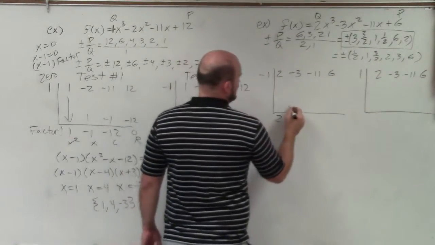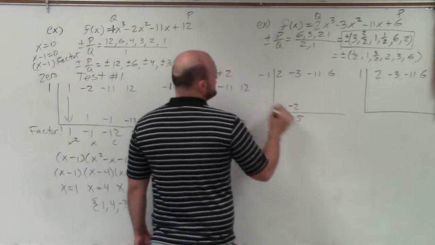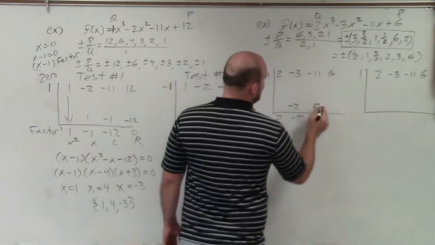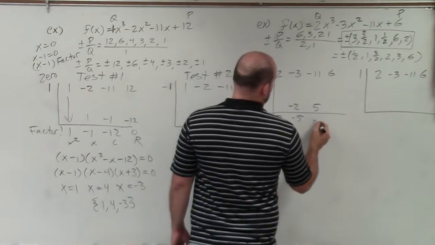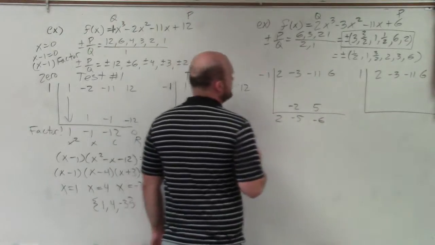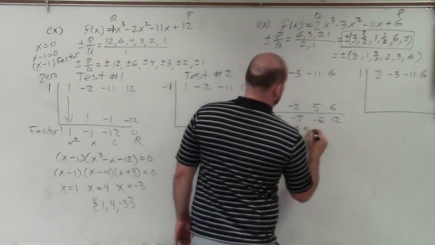2 times negative 1 is negative 2. Negative 3 plus negative 2 is going to be a negative 5. Negative 5 times negative 1 is going to be a positive 5. Negative 11 plus positive 5 is going to be a negative 6. Negative 6 times negative 1 is going to be a positive 6. That equals 12. That is not a factor.